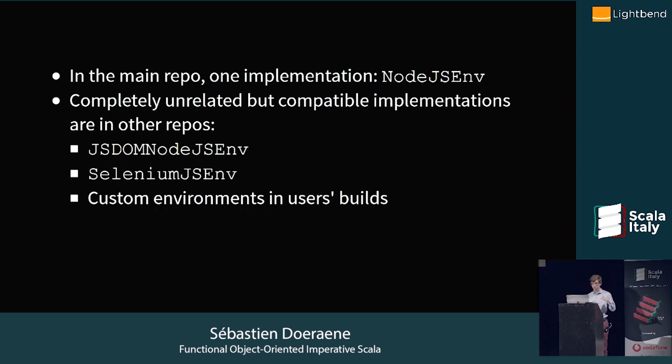But as long as they satisfy the contract of the JSenv, it's fine. So this is the polymorphism and open class hierarchies aspect of object-oriented programming. It's not as fundamental as what I said before about encapsulation, but it's still an important aspect.